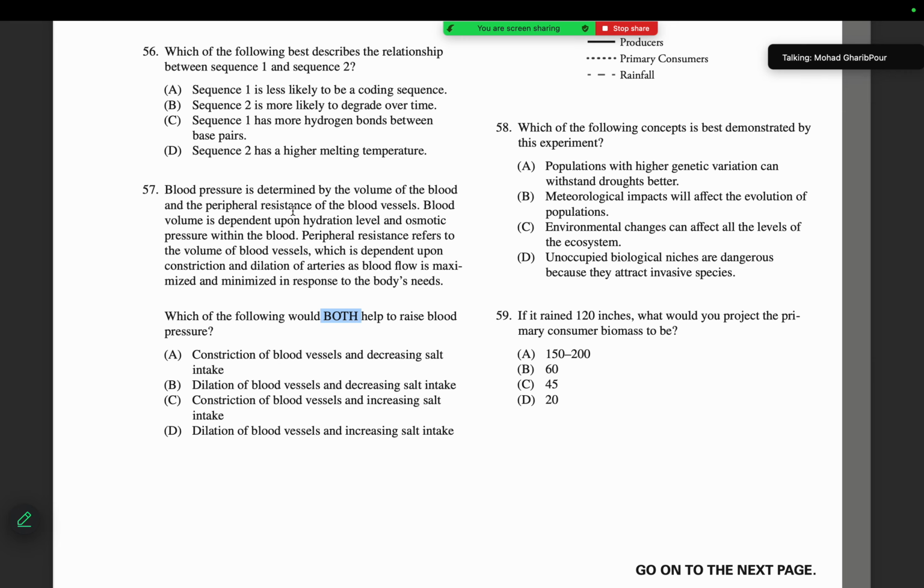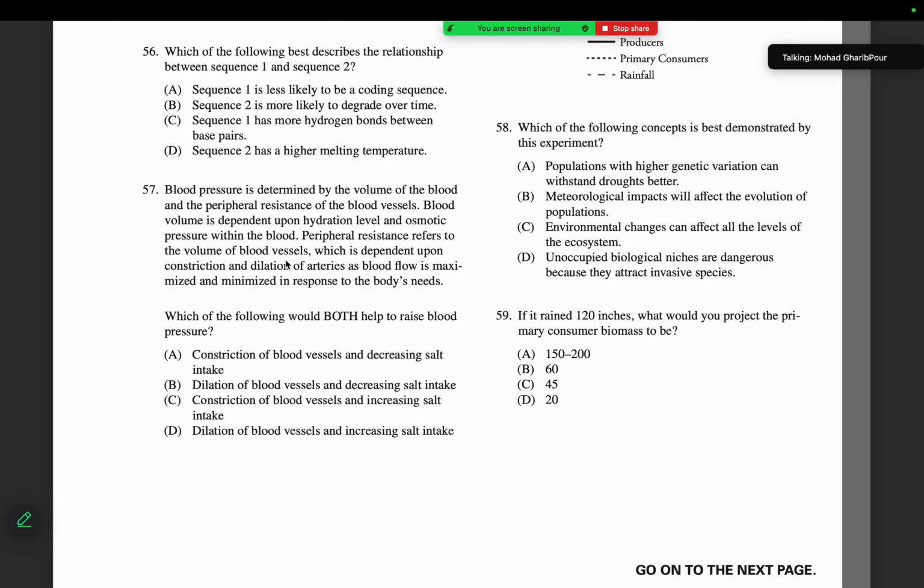So let me see, blood pressure is determined by the volume of blood and the peripheral resistance. So the blood vessels, basically, if you constrict the blood vessels, you're going to increase the pressure because now the blood has less volume, so there's more pressure on it. So it's one of these, A or C, not dilation, that's wrong. And then you're going to look at the salt intake. So blood volume is dependent upon hydration level and osmotic pressure within the blood.